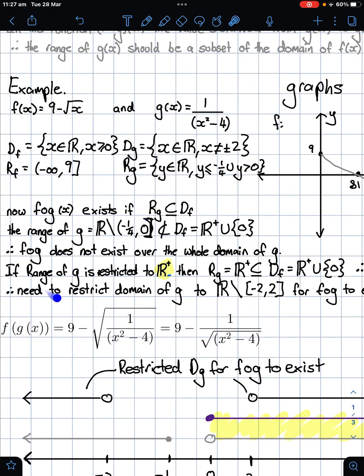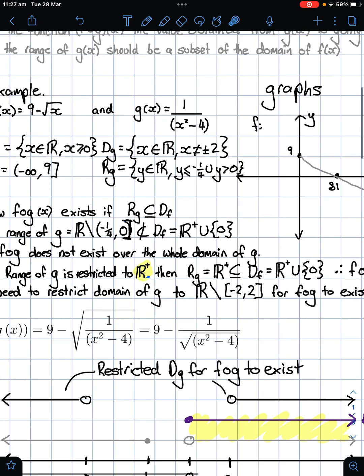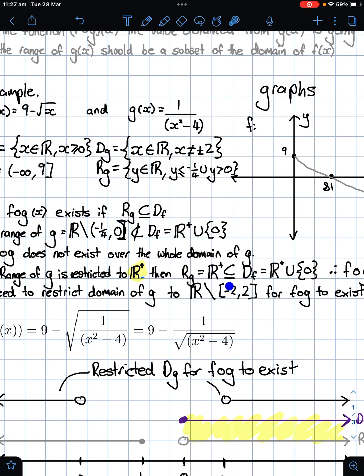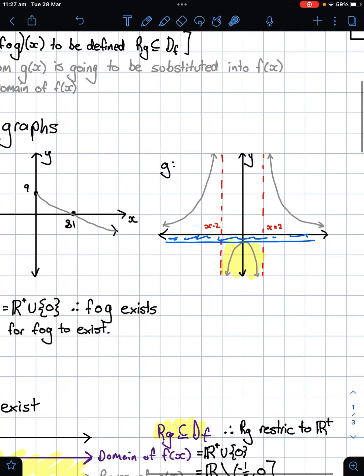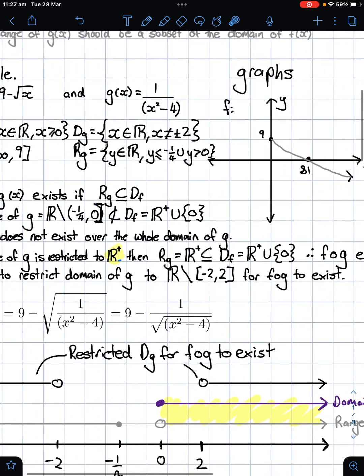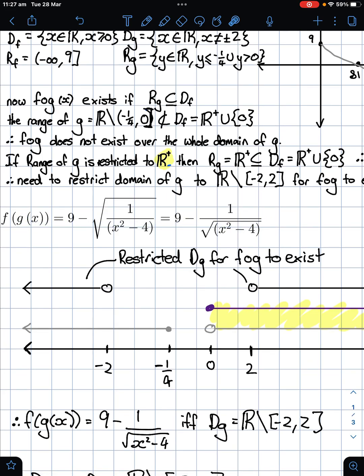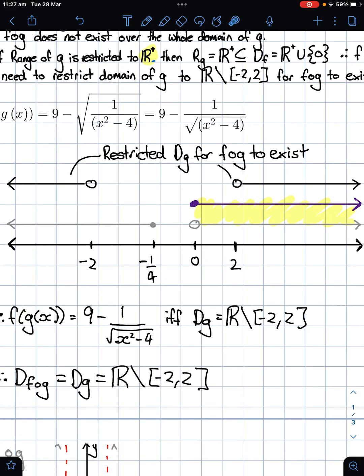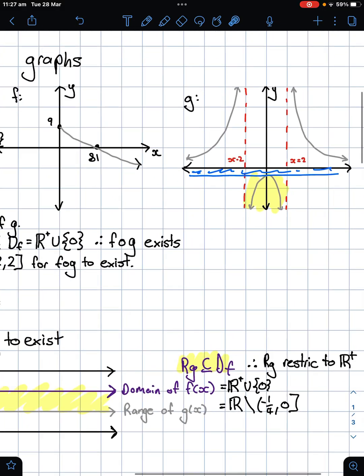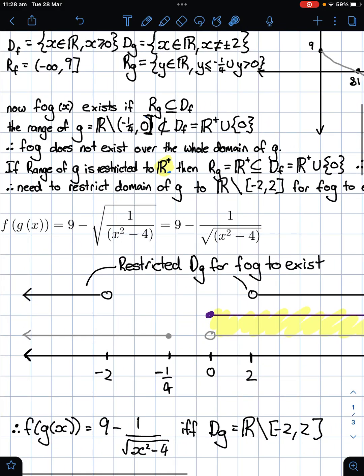So therefore, what we need to do is restrict the domain of g to be all the real numbers apart from the interval -2 to 2. So this notation means we want to get rid of this bit here. We're going to remove that from our original domain of g, and then our function exists for everything. So we restrict that out. Here I've done the composite function. This is what it looks like. Because of that bit we don't want, we've restricted the domain to these values here.